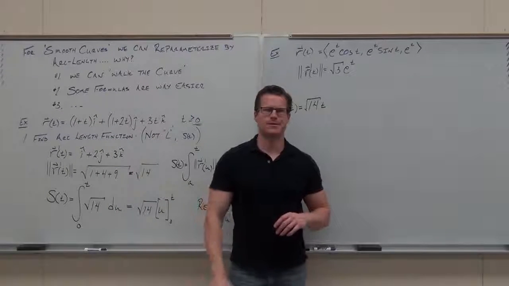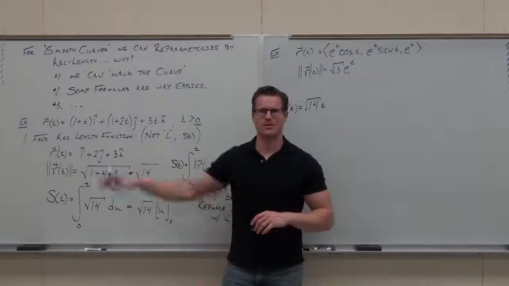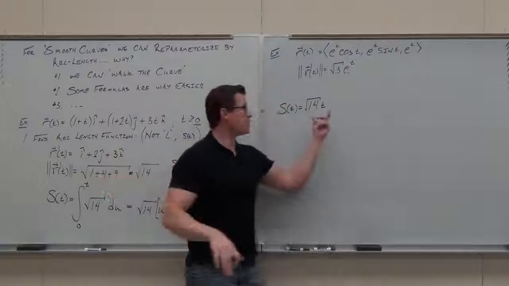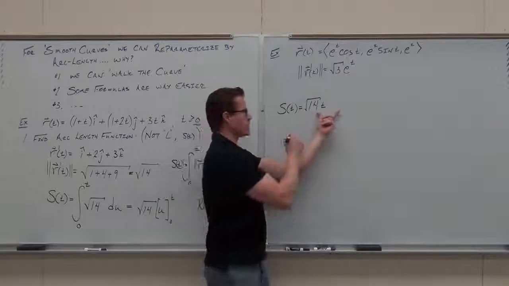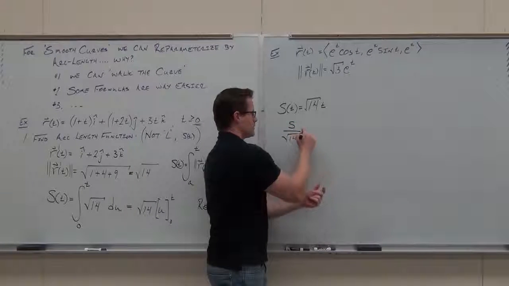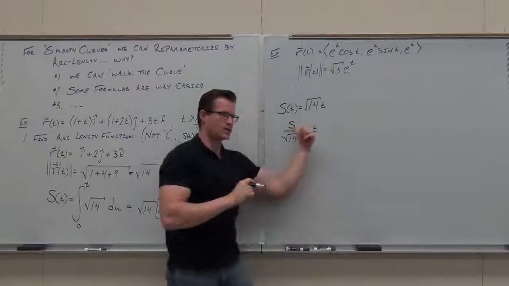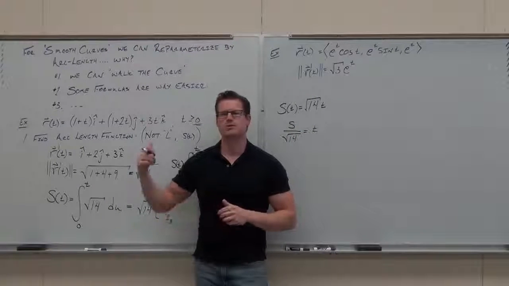parameter right here? That's not a big shocker. Everybody, what's the parameter here? Can you solve this for t? If you do, let's drop this, okay? If you solve this for t, s over square root of 14 equals t. You with me? That gives you a substitution.